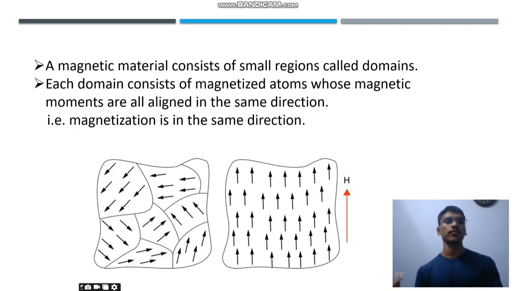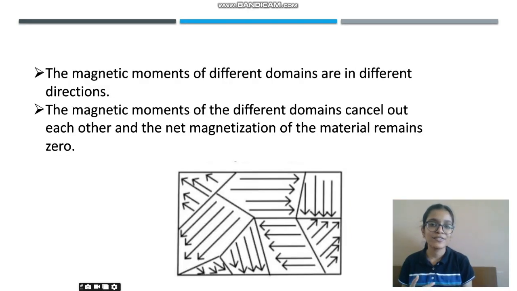For example, in the first picture, individual domains have the atoms aligned in the same direction. The same goes for the second picture, which is a single, different domain in which the individual magnetic moments of the atoms are aligned in the same direction. The magnetic moments of different domains are in different directions. The magnetic moments of different domains cancel out each other and the net magnetization of the material remains zero.